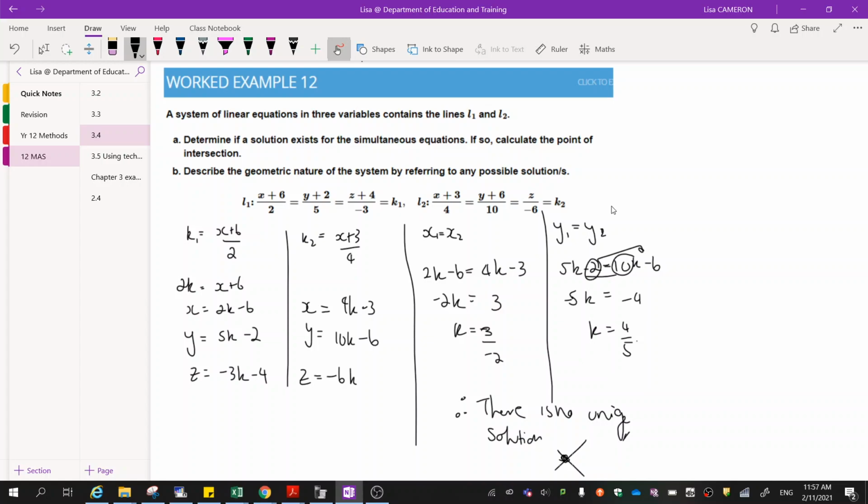So the other thing that we can look for is, nope, I've forgotten what I was going to say. Oh well, there you go. We proved that there's no unique solution.